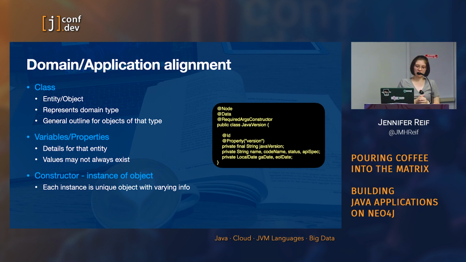You have variables and properties, which are your details. You can have values that may not necessarily exist. You could have empty or null values in there. And then your constructor is typically your instance of that object. So each instance is going to be unique.